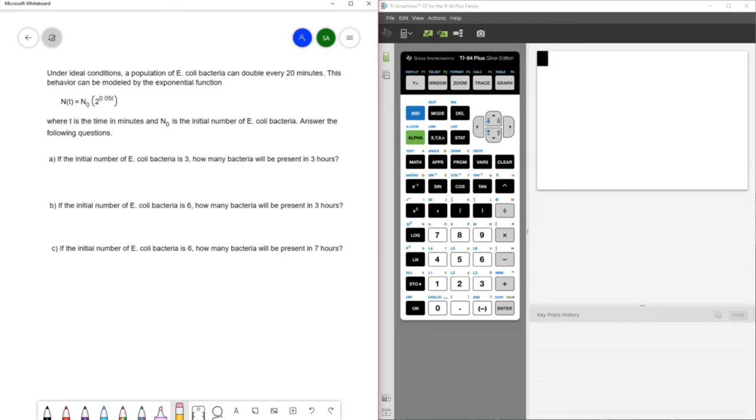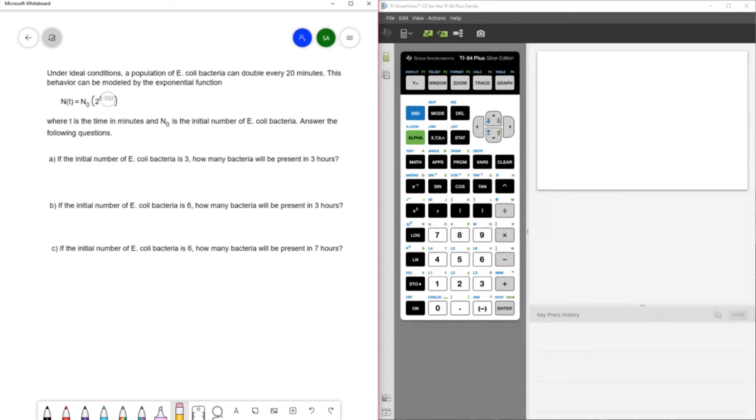So before we get started with any of the other values, let's make sure we have an understanding of this model here. N of t represents the number of bacteria after a certain period of time. N naught, or N sub 0, is the initial amount of bacteria present. So what you start with, the number of bacteria that you start with. And then the rest of this is part of the formula.